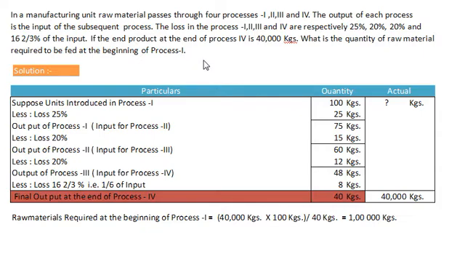Dear students, this particular sum is repeated in our university exams. Okay, first of all, let us see the question. Here we have 4 processes: process number 1, 2, 3 and 4. Further, we are given the loss percentage in each process: 25%, 20%, 20% and 16 and 2/3 percentage of input. Further, we have final end product output at the end of process 4, 40,000 kilograms, and we are to calculate the quantity of raw material introduced in the first process from the given data.